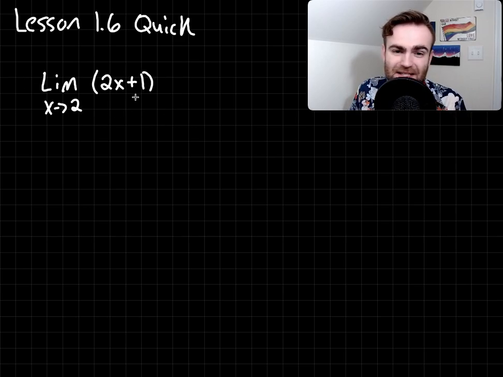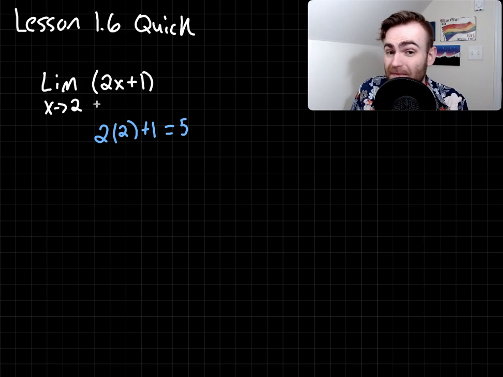This function exists everywhere in its domain. So if I plug in 2 times 2 plus 1, I'm not breaking math. There's no problems here. 2 times 2 plus 1 is just 5, and therefore this limit is 5. Because the value exists, we're not breaking math. We have no weirdness. There's no division by 0. There's no asymptotes, no weirdness whatsoever.